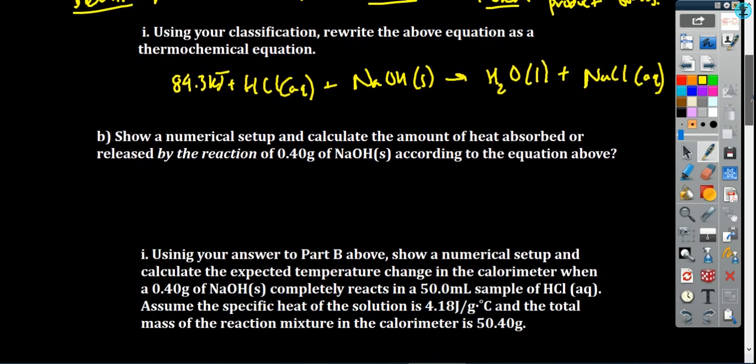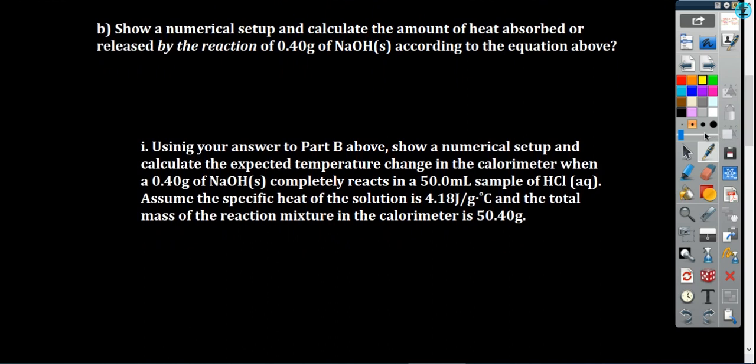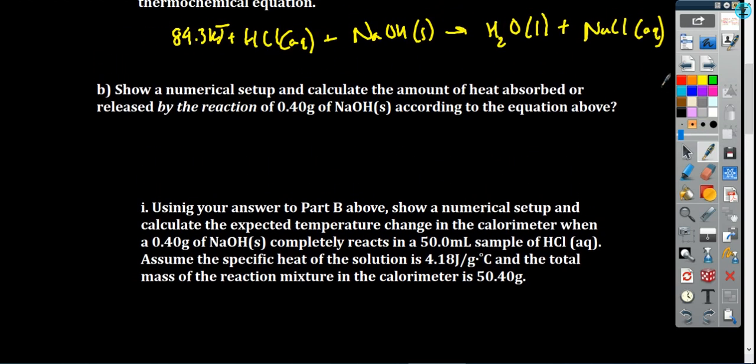Part B. Show a numerical setup and calculate the amount of heat absorbed or released by the reaction of 0.40 grams of sodium hydroxide, according to the equation above. Okay, so as you think about this, we're going to use some stoichiometry. Looking at the equation as written, 1 mole of sodium hydroxide requires 84.3 kilojoules of heat. The question is, are we reacting 1 mole or are we reacting more than or less than 1 mole of sodium hydroxide? So the first thing we're going to do is take our mass in grams of sodium hydroxide and convert it to moles to compare what's going on in the balanced chemical equation.